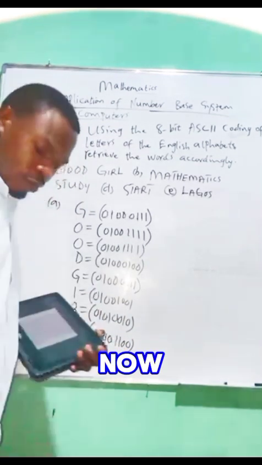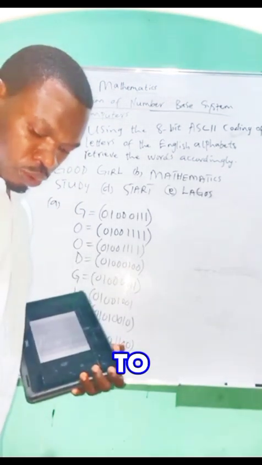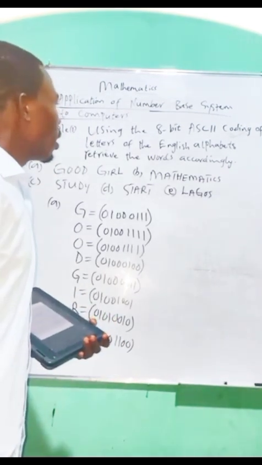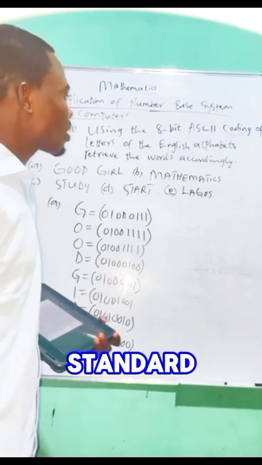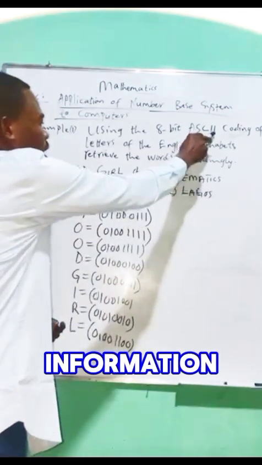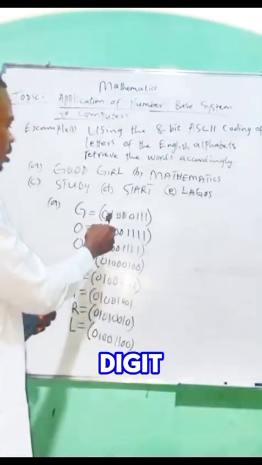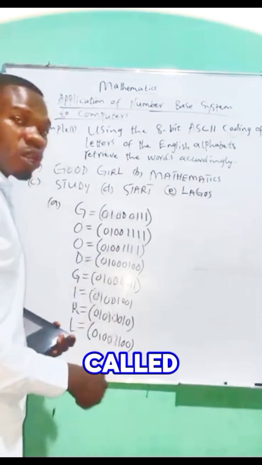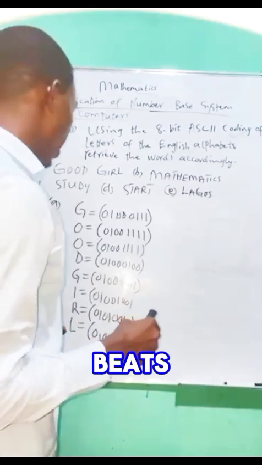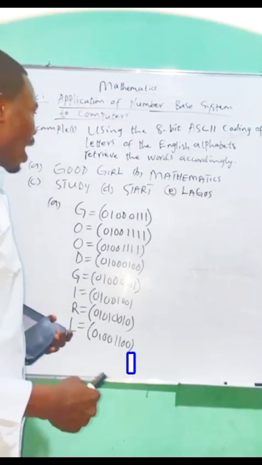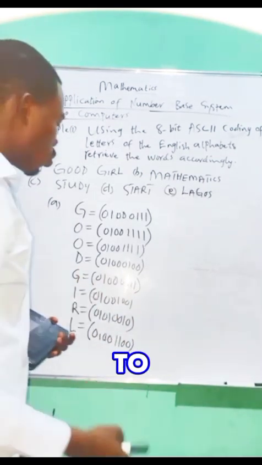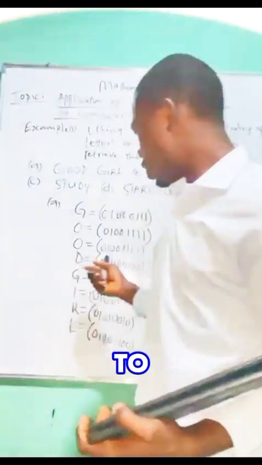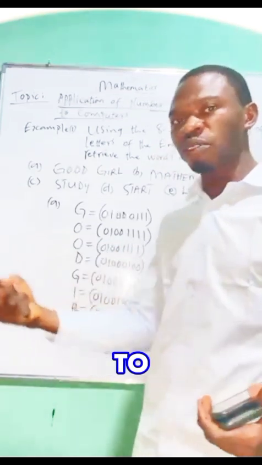Now, I want to point out something for you here. This is called the 8-bit American Standard Code Information Interchange. Now, if you count the digits here, you see that there are 8: 1, 2, 3, 4, 5, 6, 7, 8. So that is why it is called 8-bit. So I can decide to write this code for you and ask you to trace, I can encrypt with this code and ask you to decrypt.